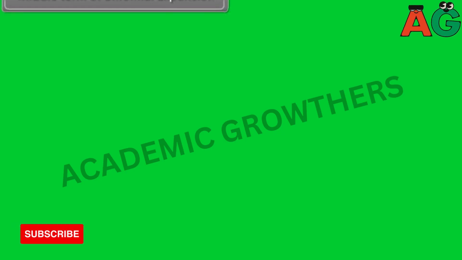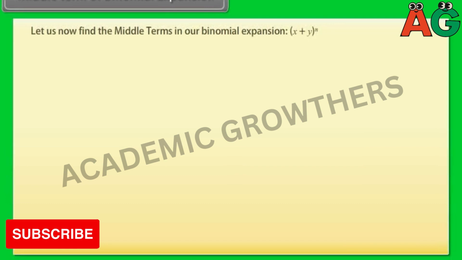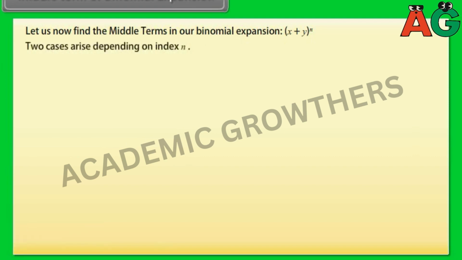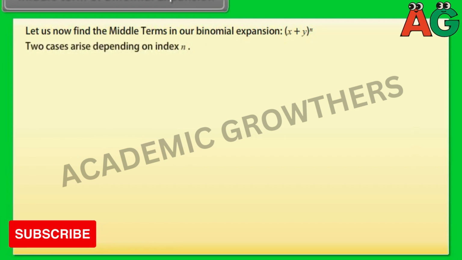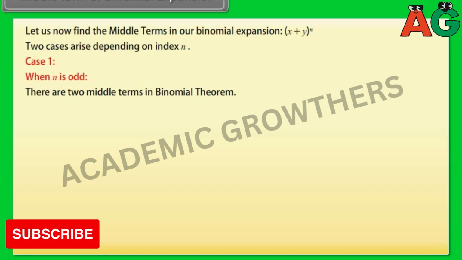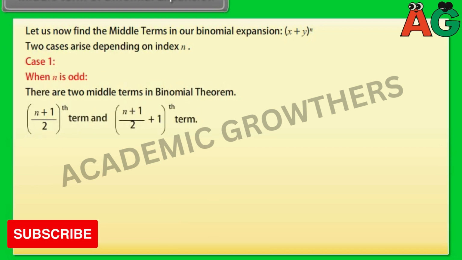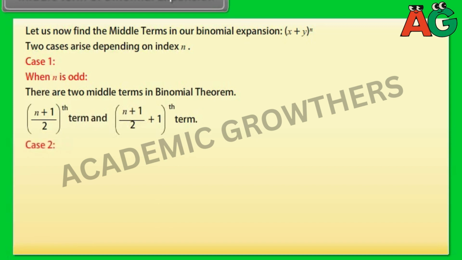Middle term of binomial expansion. Let us now find the middle terms in the binomial expansion (x + y)^n. Two cases arise depending on index n. Case 1, when n is odd: there are two middle terms in the binomial theorem, the (n+1)/2 th term and the ((n+1)/2 + 1)th term.